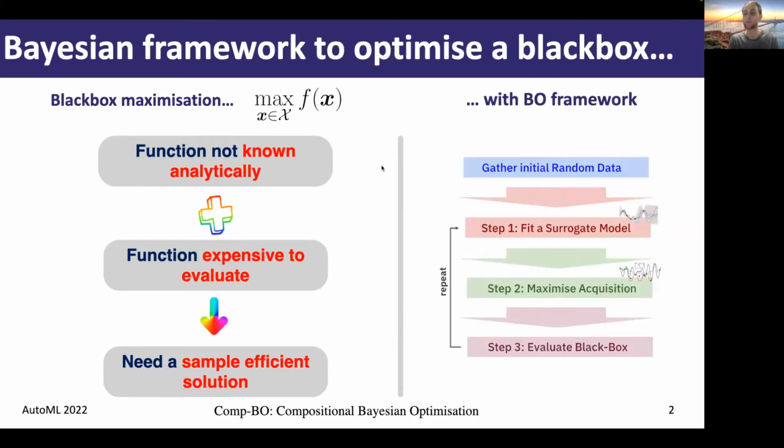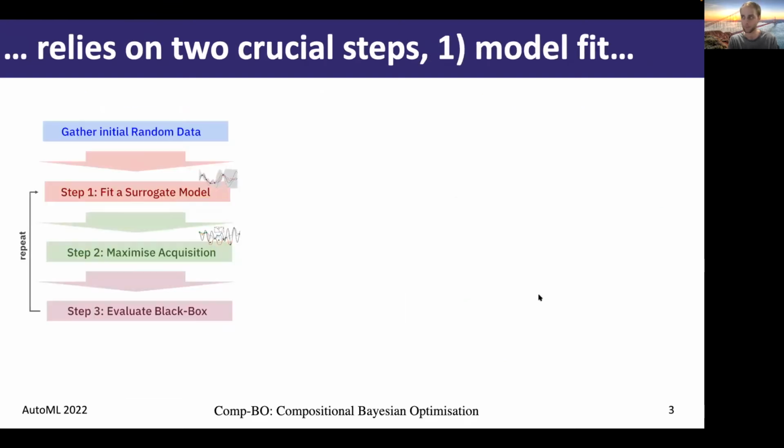This framework consists of first gathering initial data from randomly sampled X points that are evaluated. And then after this step, we repeat the three following steps, which consist of fitting a surrogate model on the already observed points, maximizing an acquisition function, and evaluating the black box at the point found during the maximization of the acquisition function.